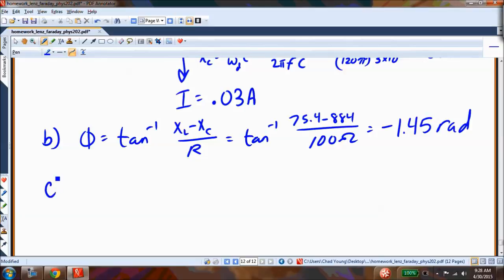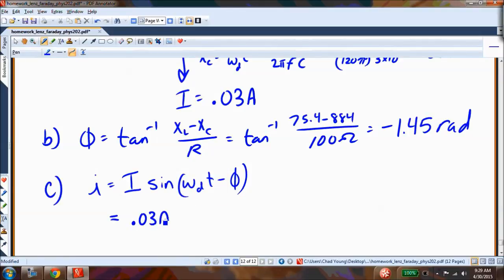I can use that now that I know the maximum current and the phase shift. I know the function, which is on your equation sheet, is I equals I max sine omega t minus phi. This is my function for the current in this circuit. That's going to be 0.03 amps sine 120 pi t minus my phase shift, which is going to be plus 1.45. And so that tells me my current. That's part C, just writing that expression.